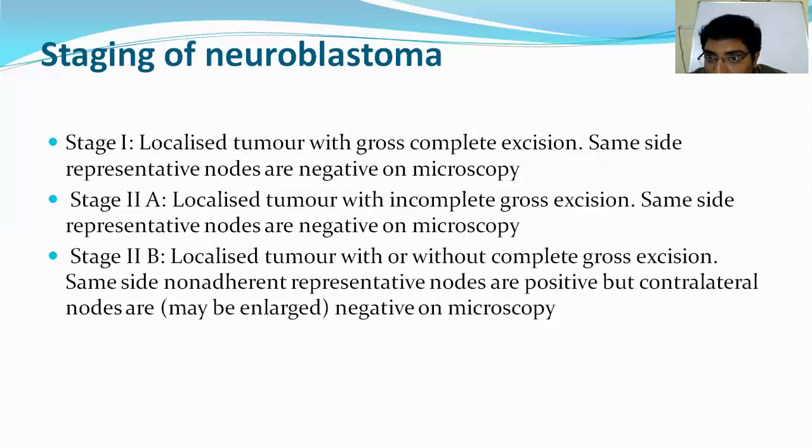Stage 1 is a localized tumor with complete excision, nodes negative. Stage 2A is an incomplete gross excision, where the nodes are negative. And 2B is a complete or incomplete excision, here with adherent nodes. The same side is positive, and the contralateral side is negative.